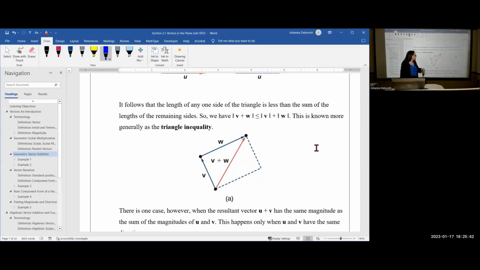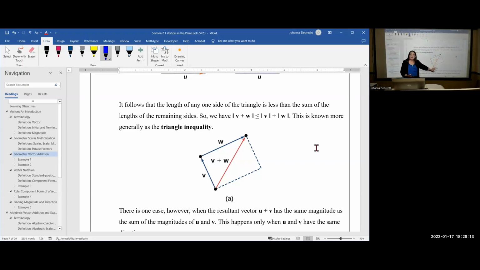And this should make sense to you, because if they were equal, then it wouldn't make a triangle. They would lay on top of each other. They'd have to be pointing in the same direction. If you were to superimpose V onto V plus W, it would come to about here, and then W would extend beyond the point of V plus W. So the magnitude of V plus the magnitude of W is usually longer than the magnitude of V plus W.